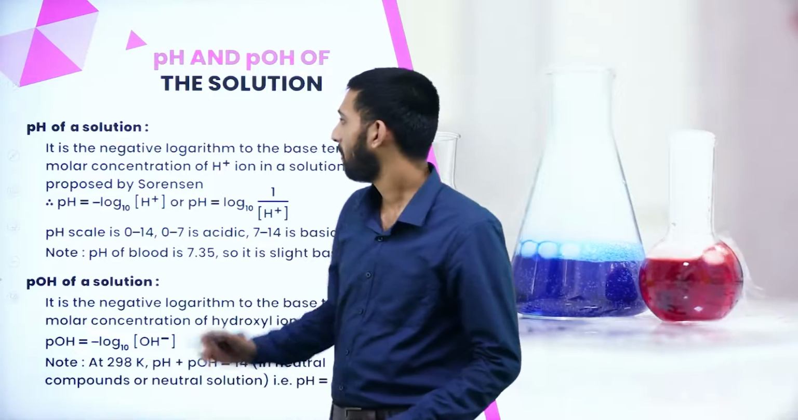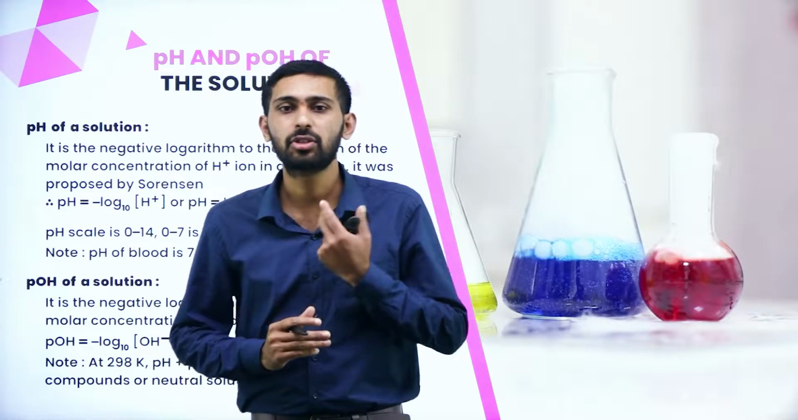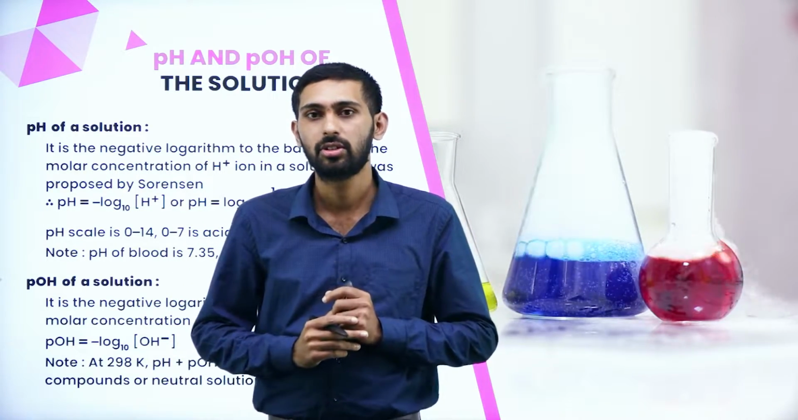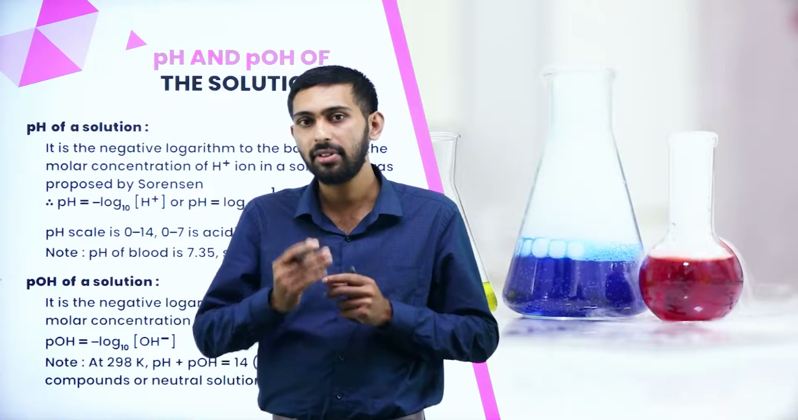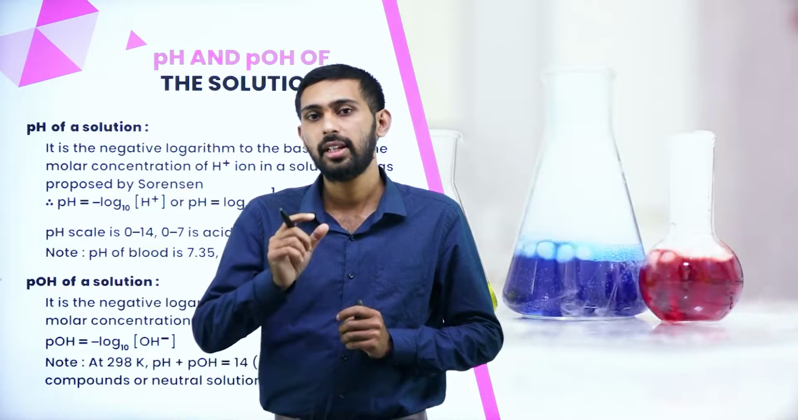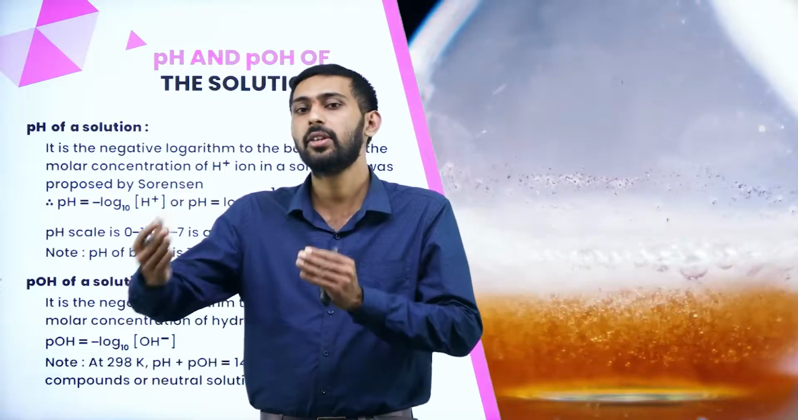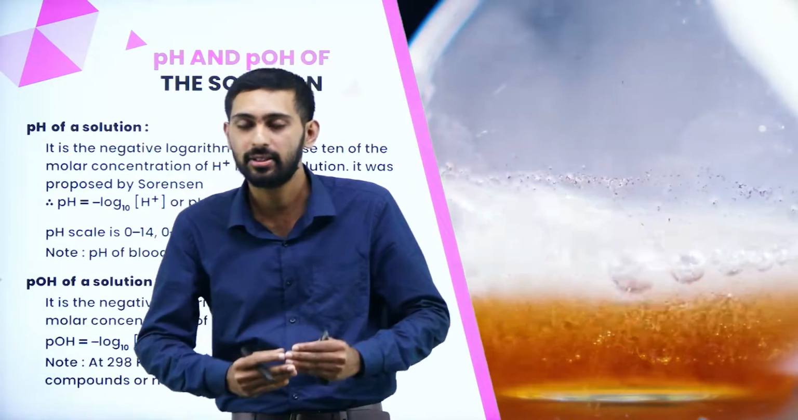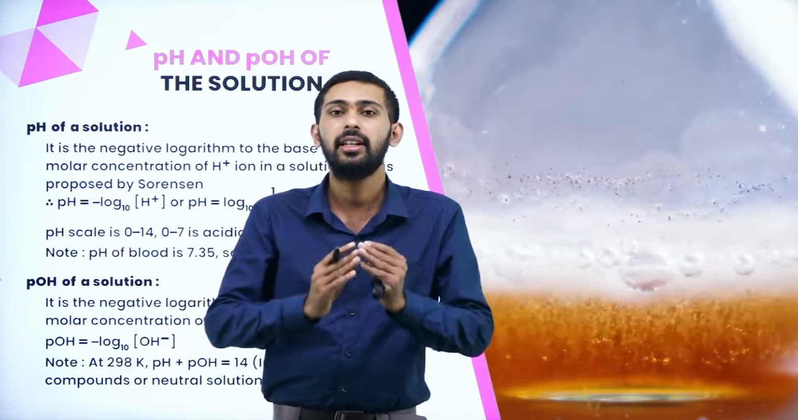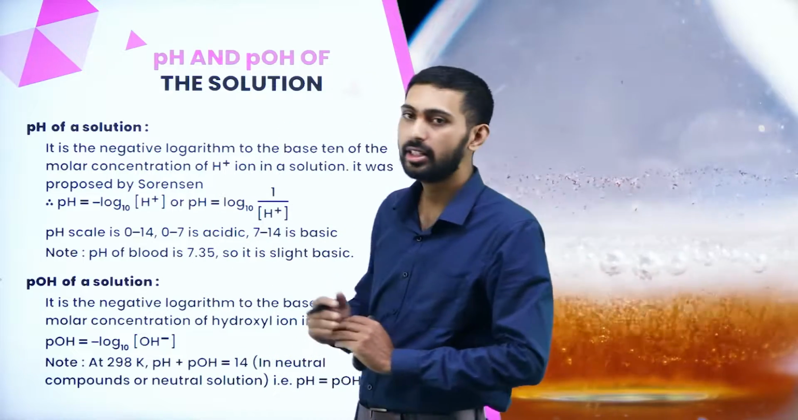Okay, so the pH of the solution. What do you mean by the pH of the solution? If you are taking a solution, we should know whether that solution is acidic or not. So if the solution has pH less than 7, then it is acidic. If the solution's pH is more than 7, then it is basic. If the solution's pH is exactly 7, then it is neutral. Okay, so now let us consider the definition.